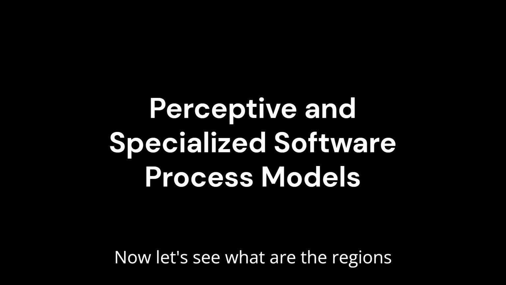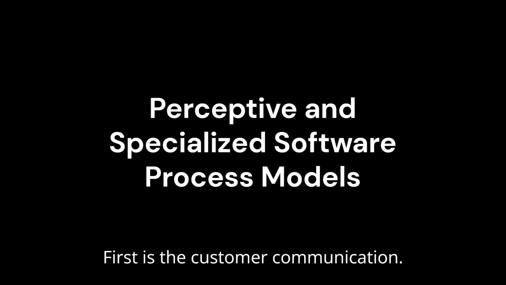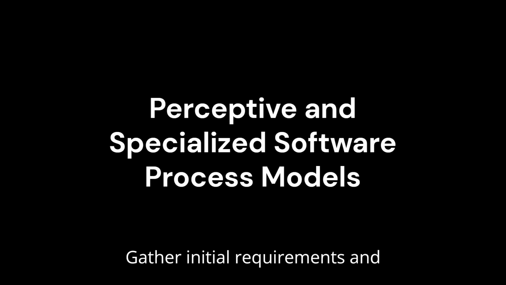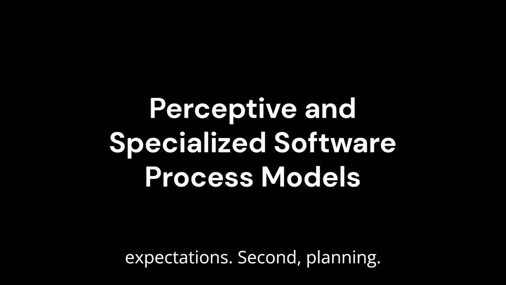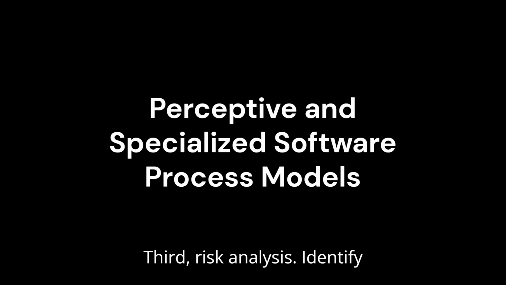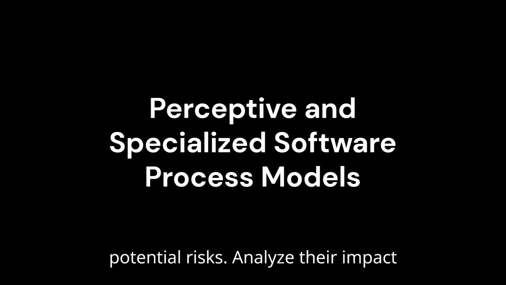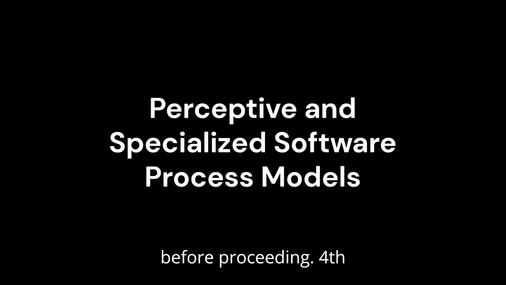Now, let's see what are the regions available in the spiral model. First is the customer communication. Gather initial requirements and understand the customer's objectives and expectations. Second, planning. Define project scope, identify resources, schedule activities, and set milestones for the current spiral. Third, risk analysis. Identify potential risks, analyze their impact, and develop mitigation strategies before proceeding.